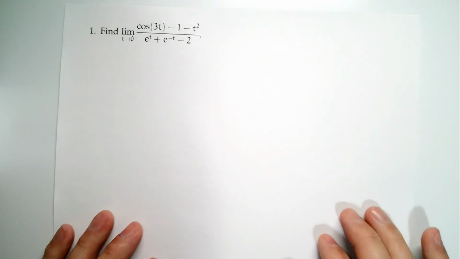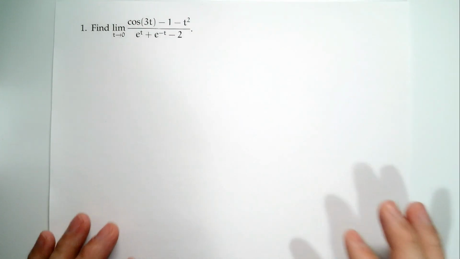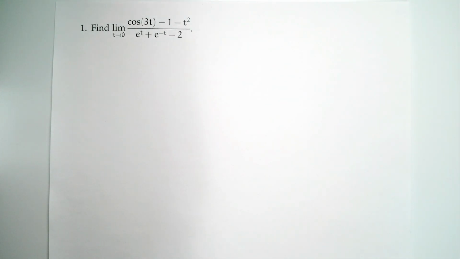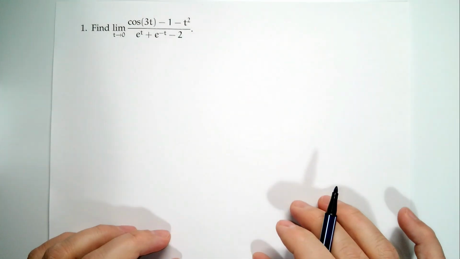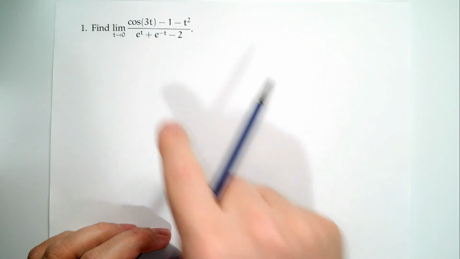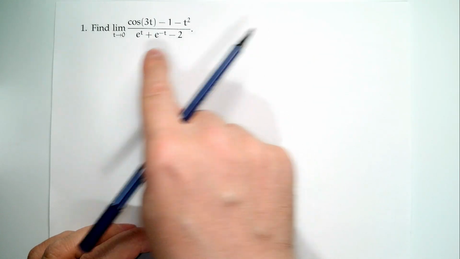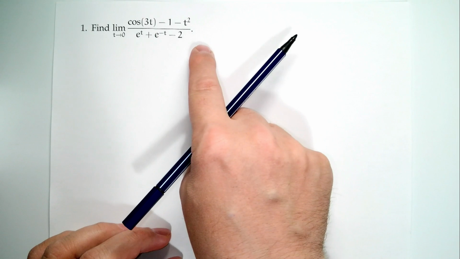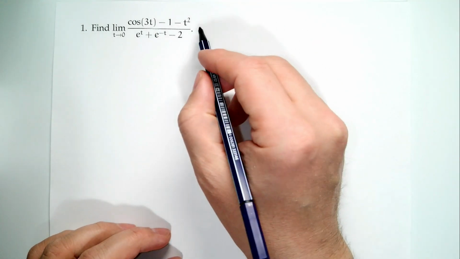All right, number 1. Find the limit as t goes to 0 of cosine of 3t minus 1 minus t squared, divided by e to the t plus e to the minus t minus 2. Now the first thing you always do with any limit is ask, let's just plug in 0, or whatever we're approaching, and see what we get. So what do we get?